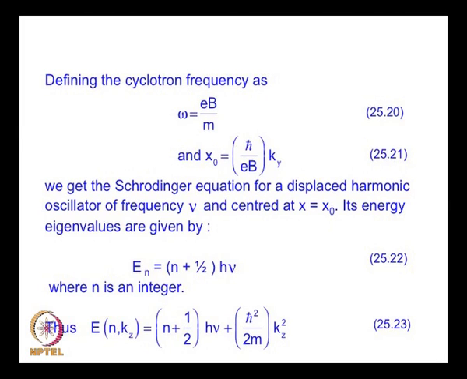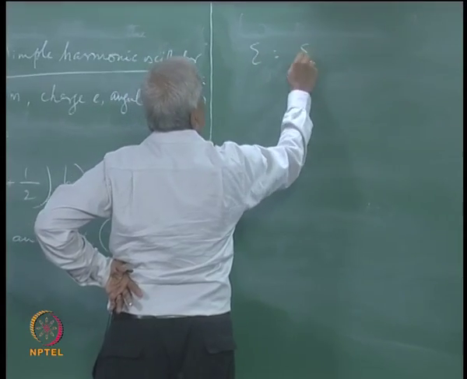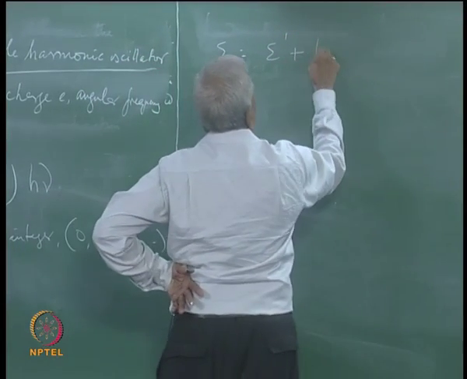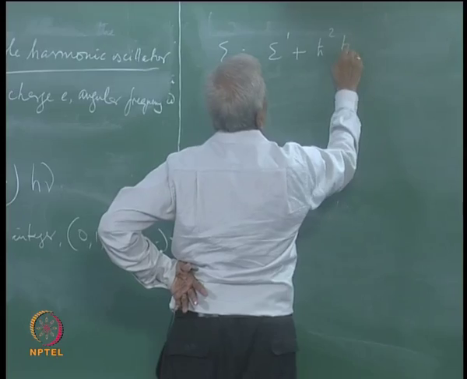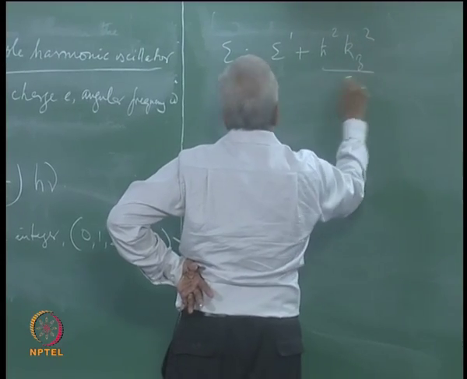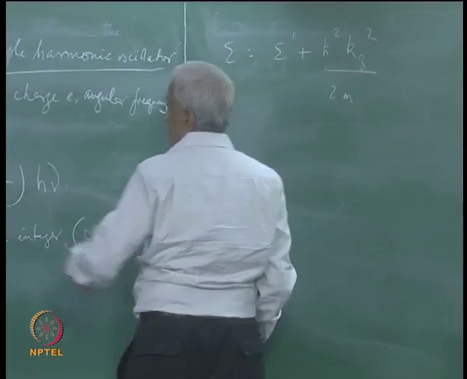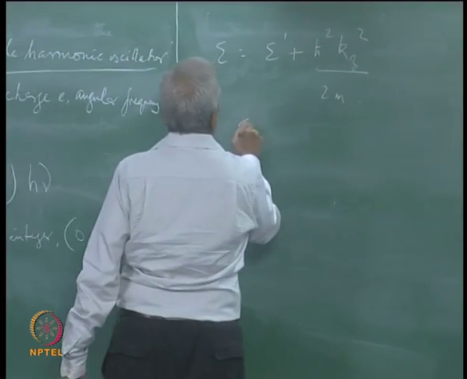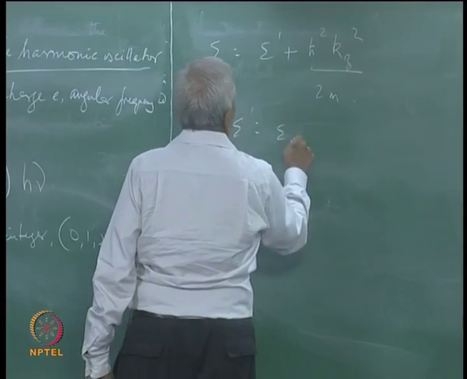So that the total energy eigenvalue for such an electron orbiting around in the presence of a magnetic field turns out to be the following, where E prime is E n given above.